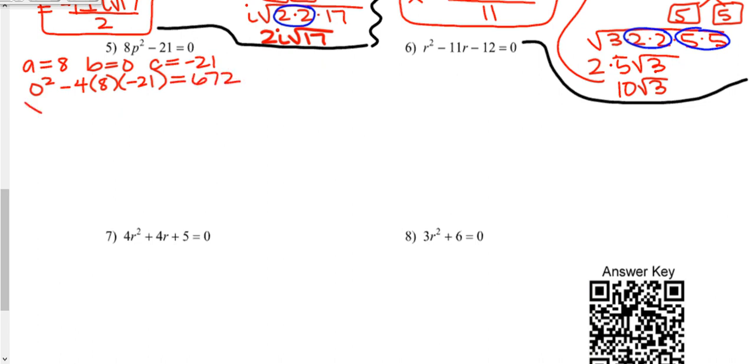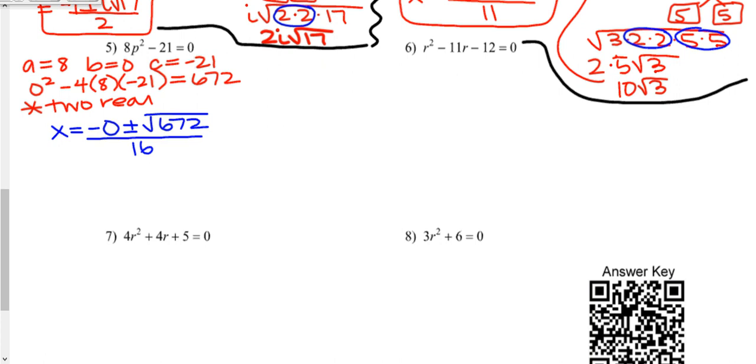Which means I'm going to have 2 real solutions. All right. So let's go ahead and do the quadratic formula here. X equals negative b, negative 0 is just 0, plus or minus the square root of 672 all over 2 times a, which is actually just 16.